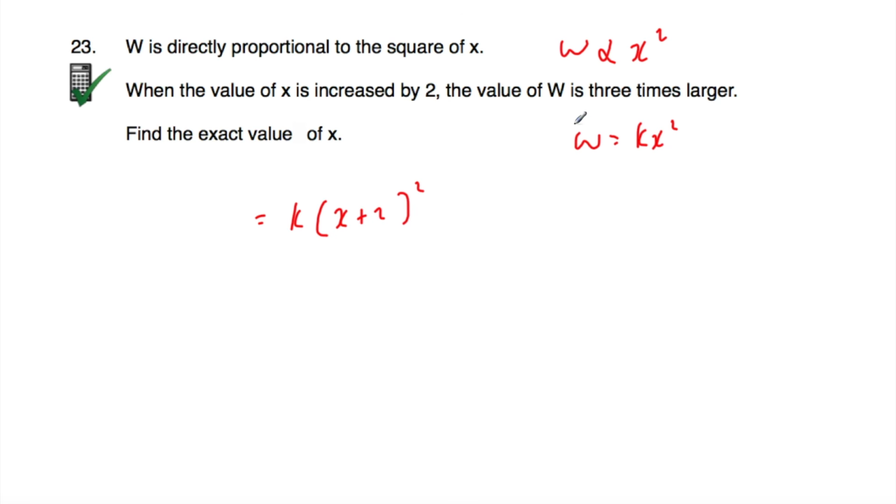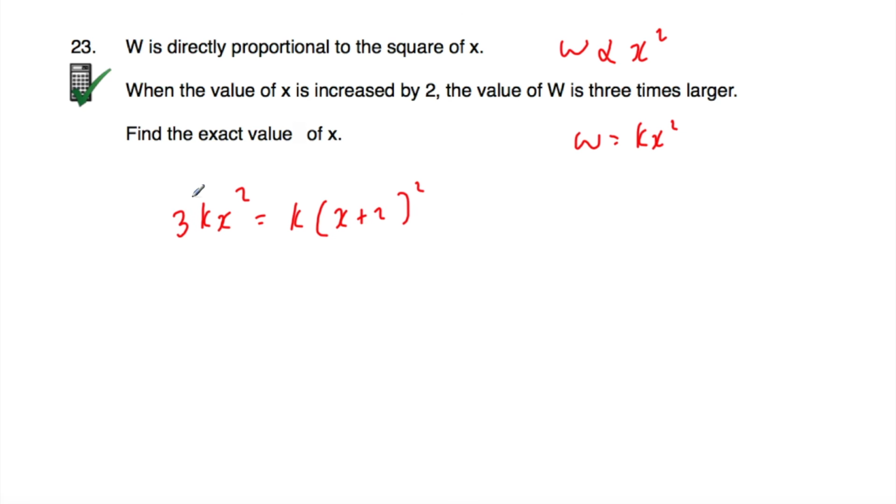And that would be equal to, now obviously that'd be our new value for W, but we're told it's made 3 times larger. So here we have what W was, it's kx squared, and it's made 3 times larger. So instead of writing 3w, I'm going to write 3kx squared, just replacing the w with kx squared and timesing it by 3 because it's 3 times larger. So just to recap, when the value for x is increased by 2, the value of w is 3 times larger, and the value for w was kx squared, and we're just timesing it by 3. Now let's solve this equation.